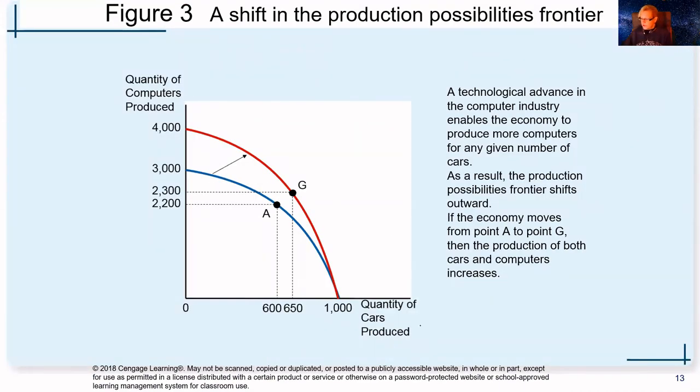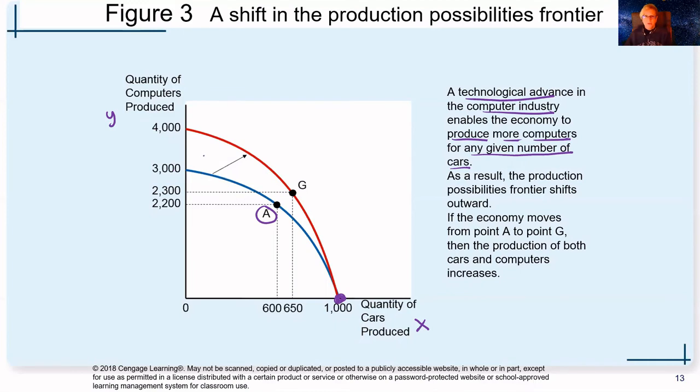So let's look at an example. Here we have computers on the y-axis, and we have cars on the x-axis. I just want you to look at the two lines. Let's read what our prompt is. A technological advance in the computer industry enables the economy to produce more computers for any given amount of cars. So that means that cars aren't going to change here. We're going to start on the blue line at point A, and then we have a technological advance.